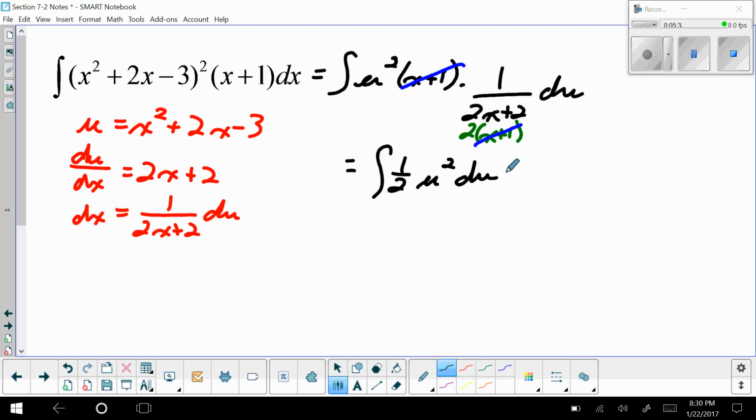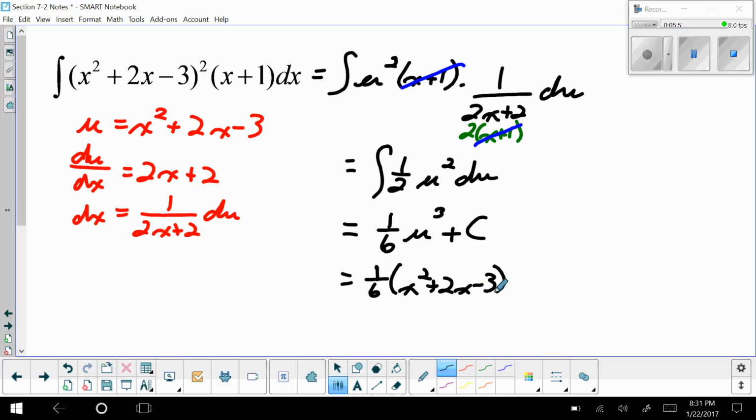And this I can go ahead and find the antiderivative of, which would be 1/6 u to the third plus c. But again, I need to have this with respect to x. So this would be 1/6 times the quantity x squared plus 2x minus 3 cubed plus c. And there's our antiderivative.